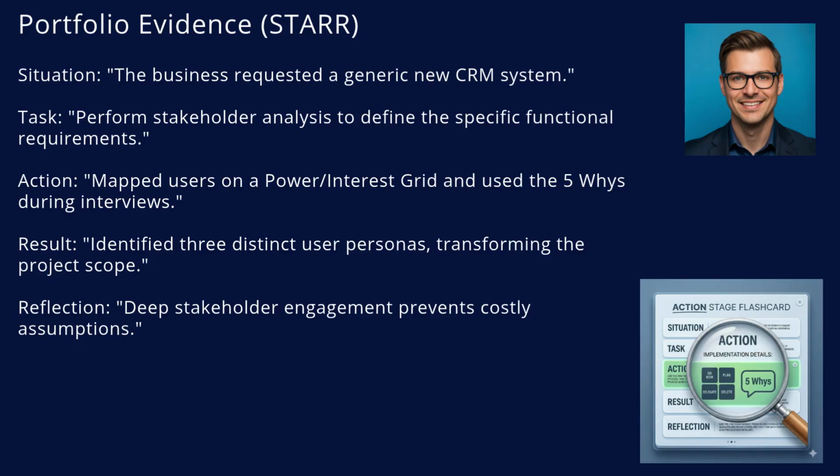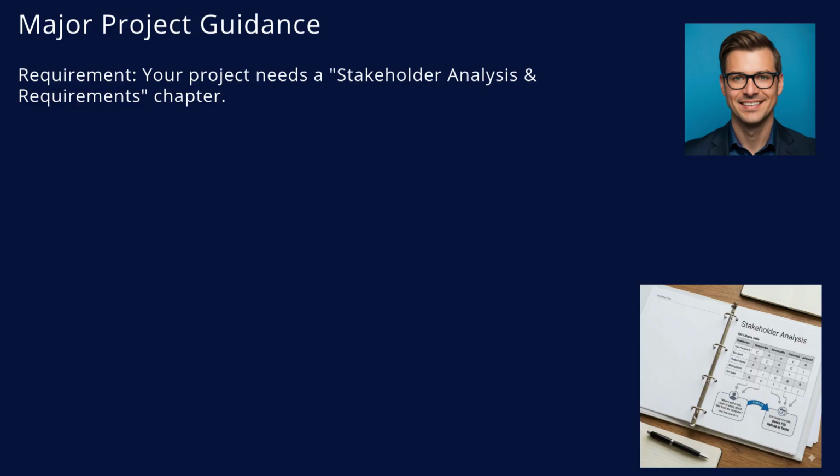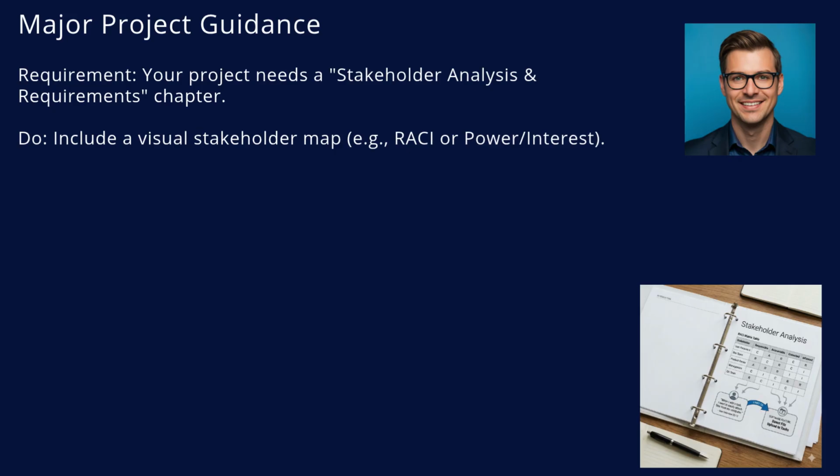about system requirements. If you are doing your major project, S28 is the foundation of your Stakeholder Analysis and Requirements chapter. You must include visual evidence. Include a visual stakeholder map, such as a RACI matrix or a power interest grid, directly in your report.